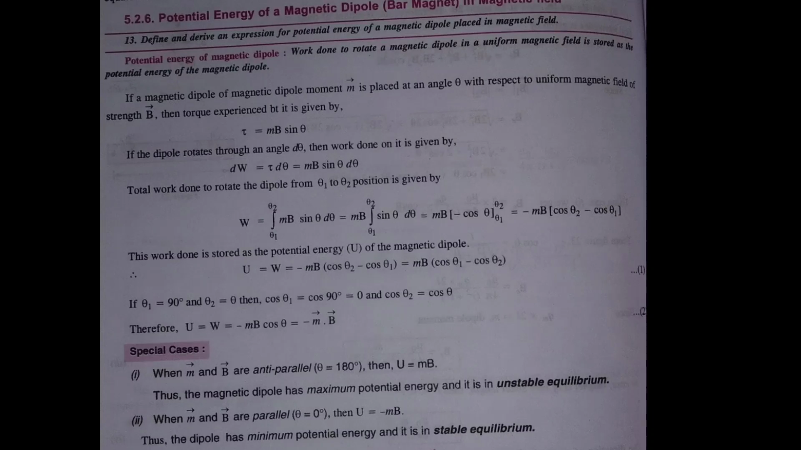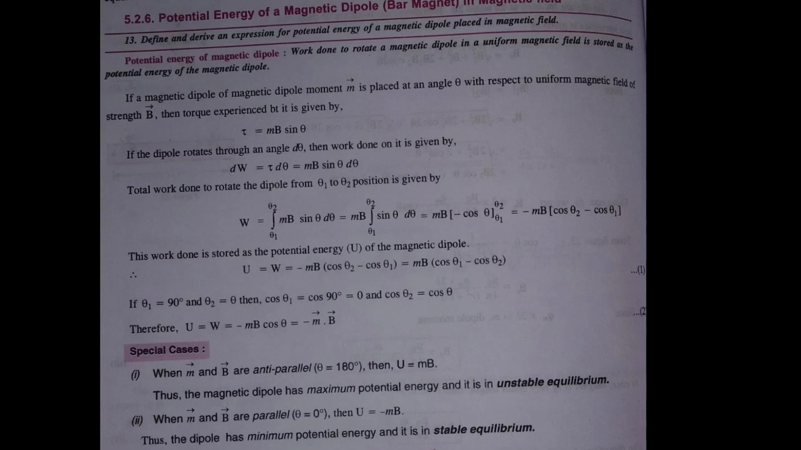Then we want to calculate the complete work done. For this we do the integration by assuming the condition: let the dipole be rotated from angle theta 1 to theta 2, and we get the final expression of the work done that acts as the potential energy. This final expression is mB multiplied by (cos theta 1 minus cos theta 2). Now if we assume that theta 1 is equal to 90 degrees and theta 2 is equal to theta, then the final expression of the work done or the potential energy is minus m vector dot B vector. Again we can discuss some special cases on this final expression.